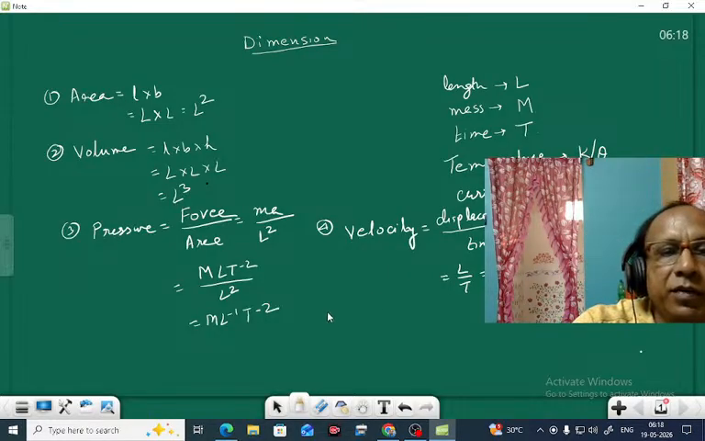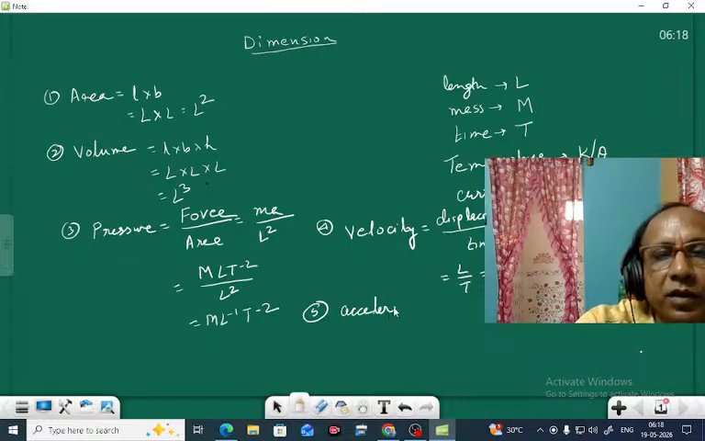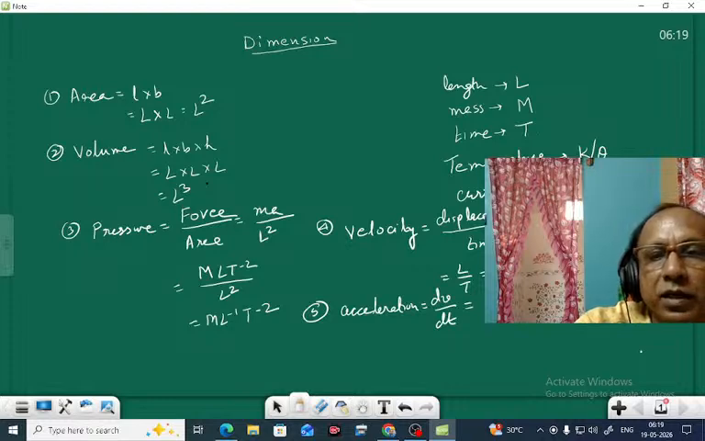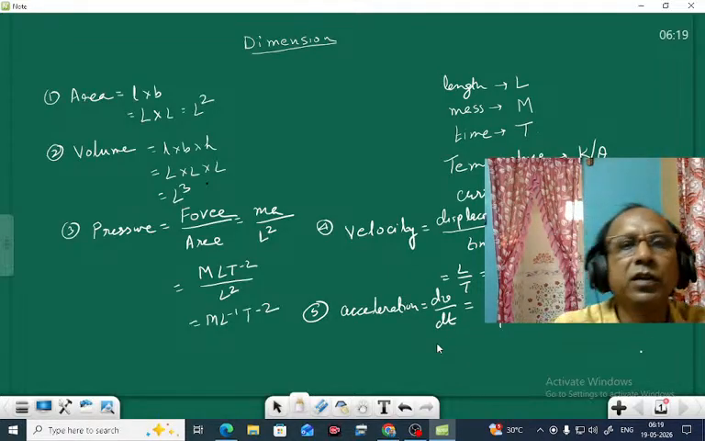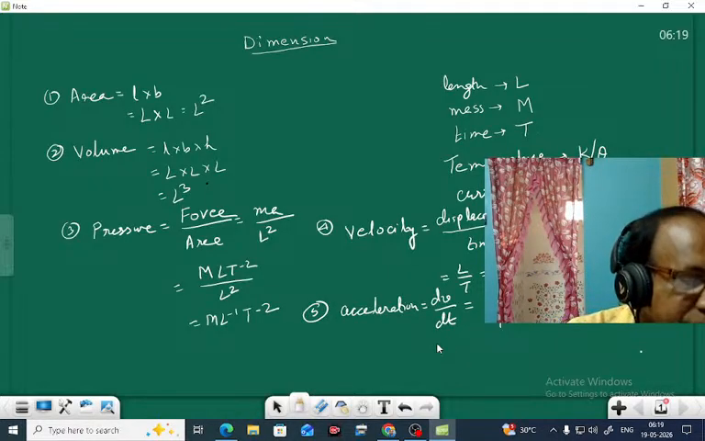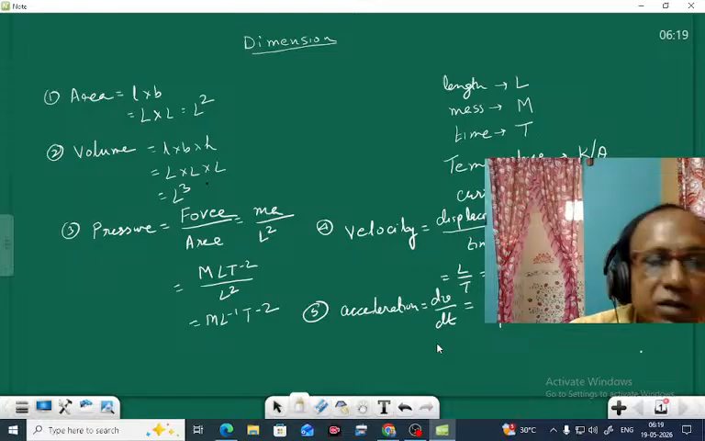If we want to find the dimension of acceleration, first we have to know the formula. Acceleration is equal to dv by dt, or the rate of change of velocity with respect to time. So rate of change of velocity, it will be L T to the power minus 1 by time. So it is L T to the power minus 2. In this way you can find all the dimensions. Now what are the uses of dimension? That is our main concern.